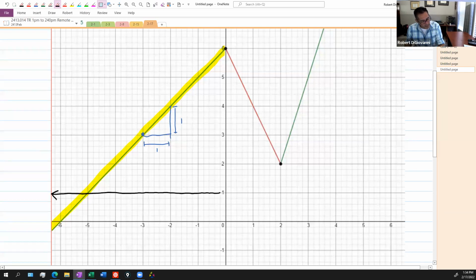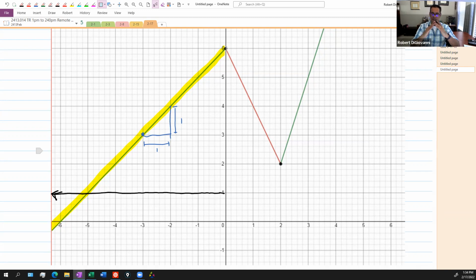Constant the whole time. Now, what happens at 0? This is the interesting point. Look at that top point. Because it's like the tip of a triangle, it's hard to see what's going to happen here.